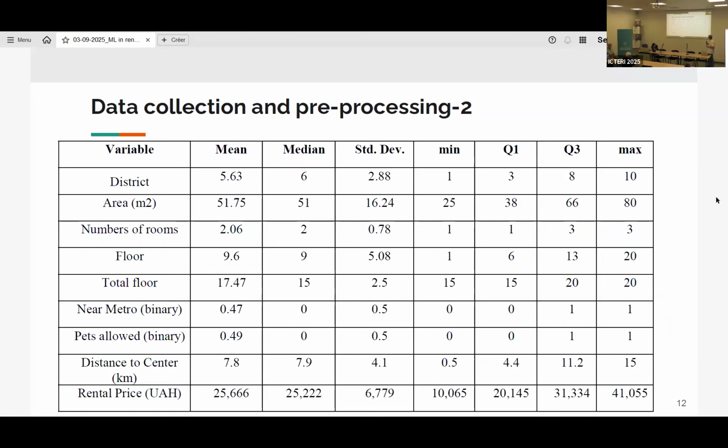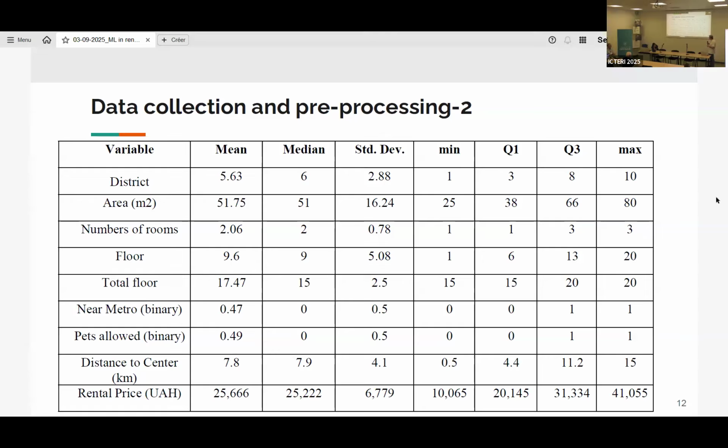So here you can see descriptive statistics of this data. From this slide, you can see the average rental price in Kiev in the corresponding time period. It's approximately 25,000 hryvnias. We can also see the average area of a rented house near 50 square meters, average number of rooms 2, average floor 10, and approximately half of all houses near the metro, and in almost 50% of them pets are allowed. You can also see that the average distance to the center from the house is approximately 8 kilometers.